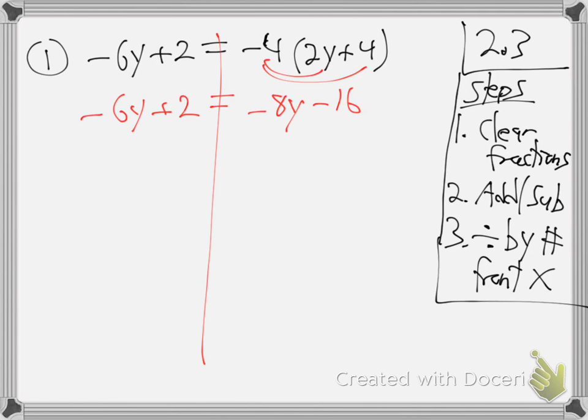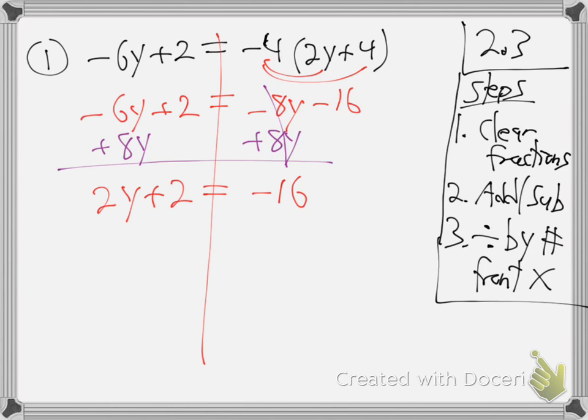Is that making sense? Getting the hang of that? So we add 8y to both those, and these cancel, right? So it's getting easier. Whenever you have x's or y's on opposite sides, we do the opposite. And that'll give us 2y plus 2 is minus 16.